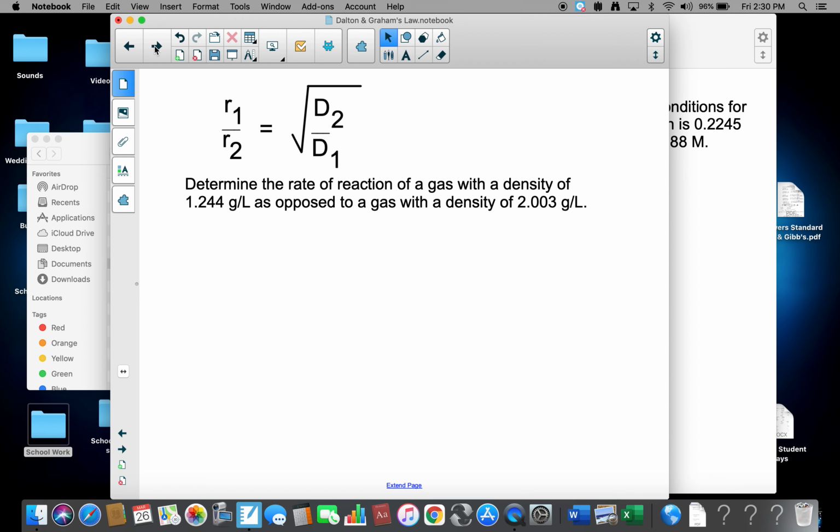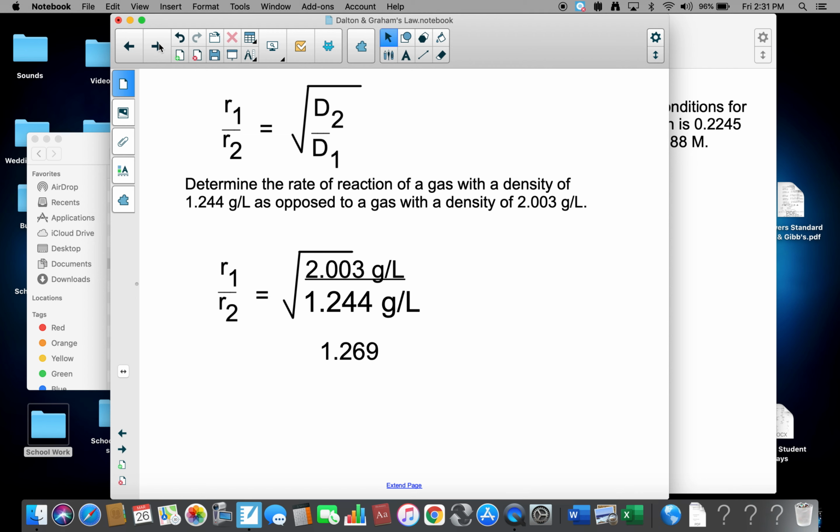So here's a look at a problem. Determine the rate of reaction of a gas with a density of 1.244 grams per liter as opposed to a gas with a density of 2.003 grams per liter. So we want to find the rates of reaction. So we take our second gas, 2.003 grams per liter, and divide it by my first gas, 1.244 grams per liter. Grams per liter cross out, and I'm going to get 1.269.